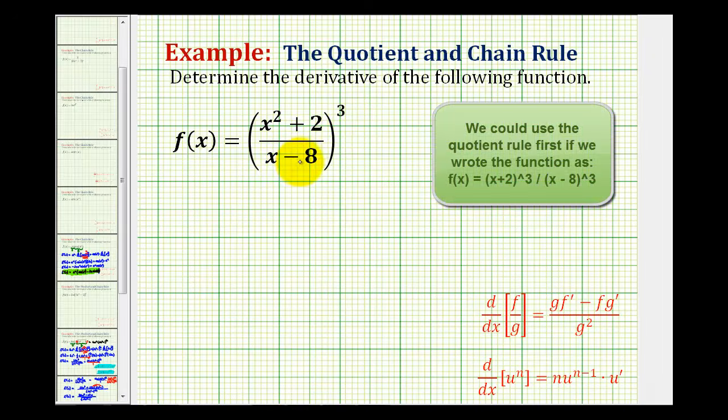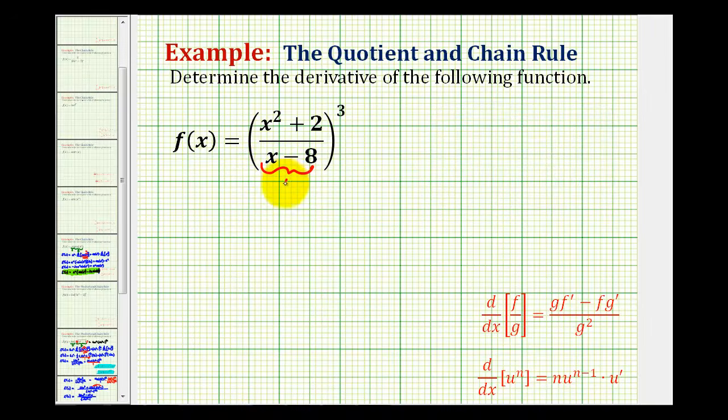So when we have a composite function, we need to let u equal the inner function. In this case, this entire quotient would be u. So now we can write f in terms of u as just u to the third. And again, we can do this because we're letting u equal the quotient x squared plus 2 divided by x minus 8. So now I can apply the extended power rule, or the power rule with the chain rule, as we see here to determine this derivative.